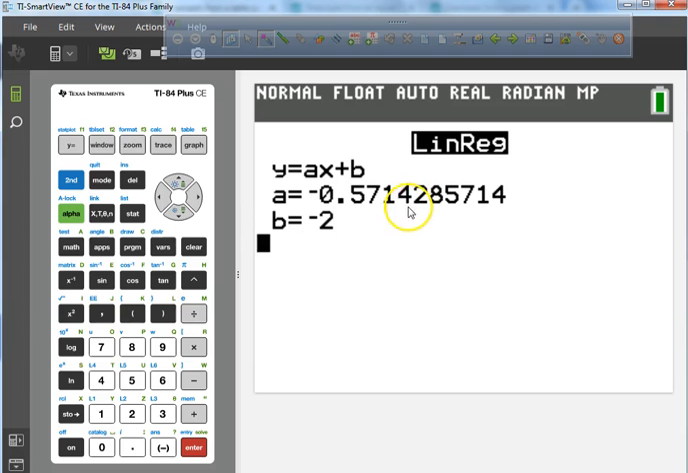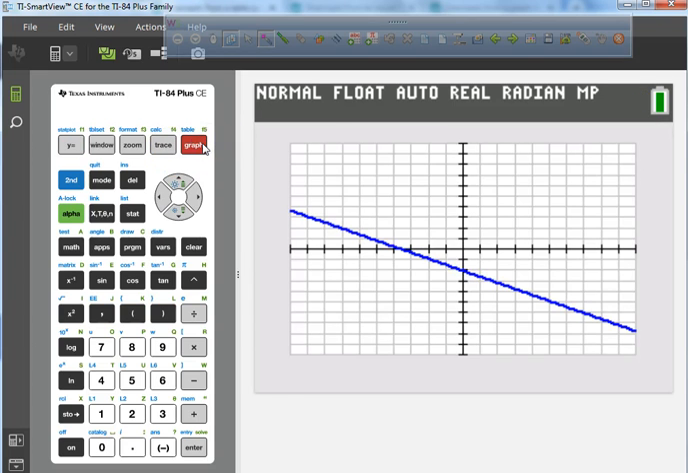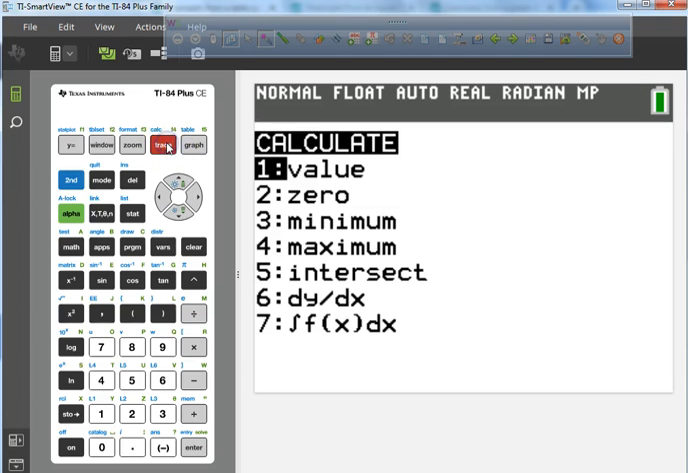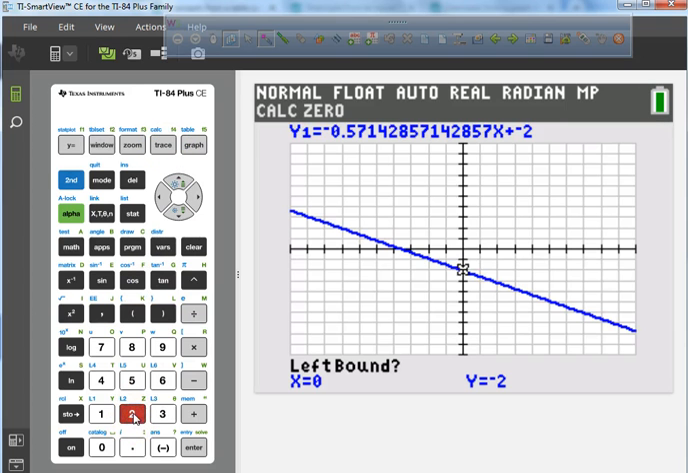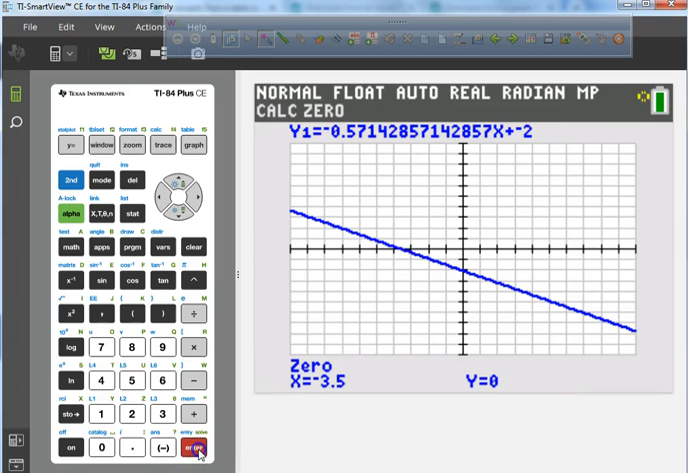And now when you do that, when you hit y equals, look what it does for you. It types it all in for you. Okay? And then to find your 0 again, hit second trace, calculate your 0 for your x-intercept. I went between a -5 and a -3. And your 0 was at -3.5.